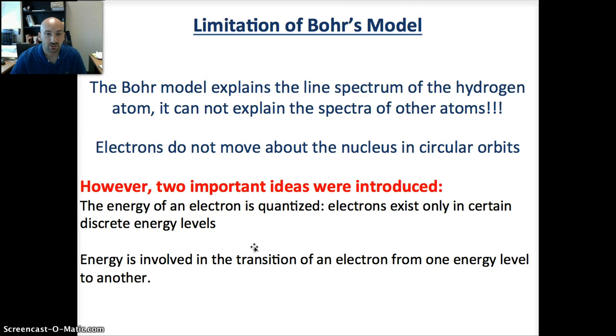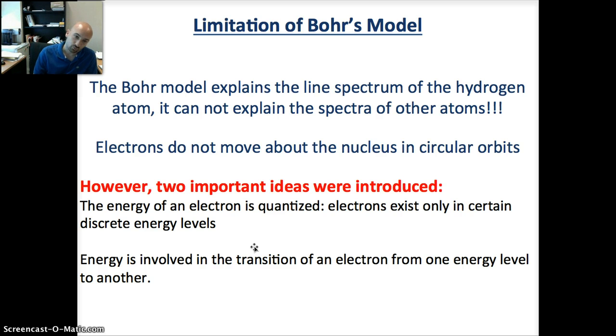So the last slide of this section is there are different limitations of Bohr's model, but there are also some very important ideas that were introduced by Bohr's model as well. So try to keep this in mind for a minute. First, the Bohr model explains just the line spectra of the hydrogen atom. It can't explain the spectra of any other atoms. Electrons do not move about the nucleus in circular orbits, and we'll see that more as we get into chapter 6. But you can kind of picture it that way.